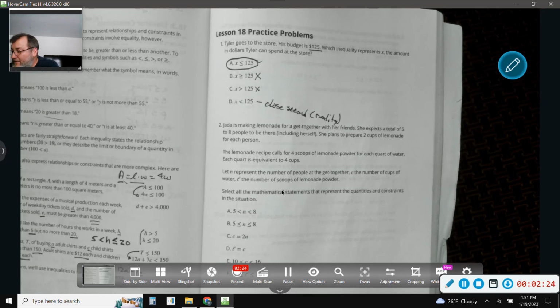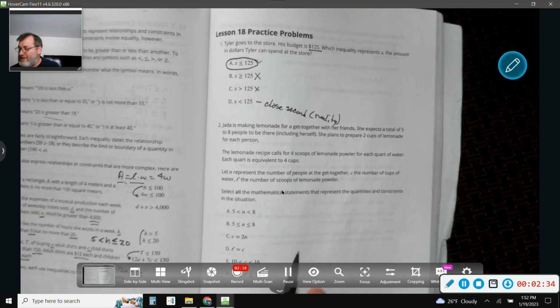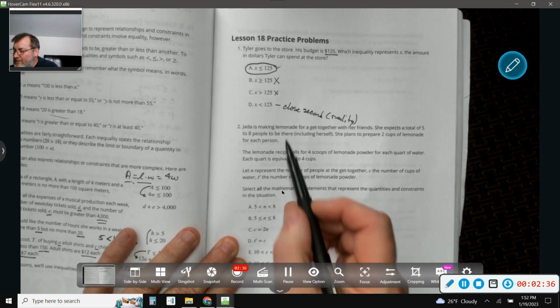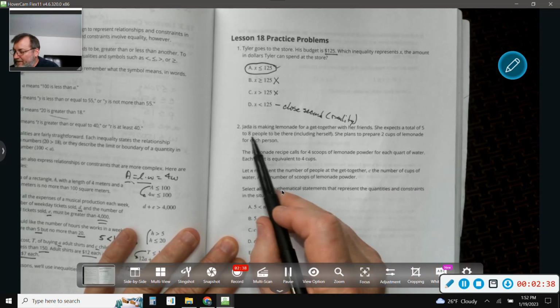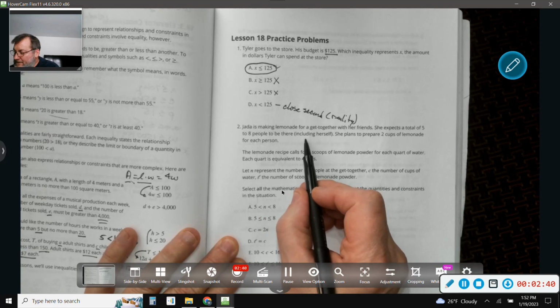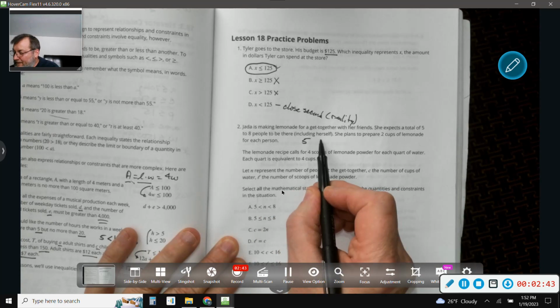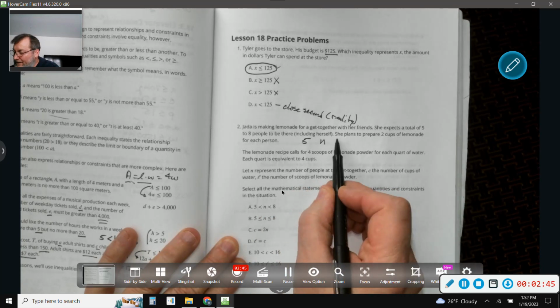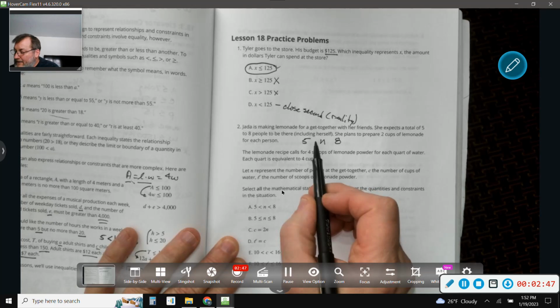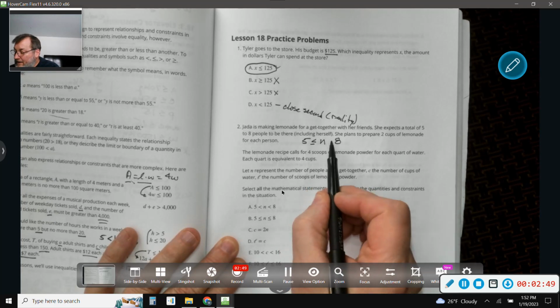Number 2. Jada is making lemonade for a get-together with her friends. She expects a total of 5 to 8 people to be there, including herself. She plans to prepare 2 cups of lemonade for each person. Before we get too far, let's see what we've got here. She expects between 5 and 8 people. So we have a 5, an n for the number of people, and an 8.